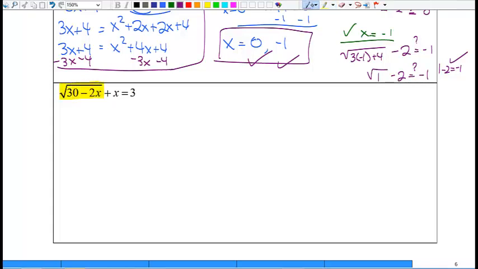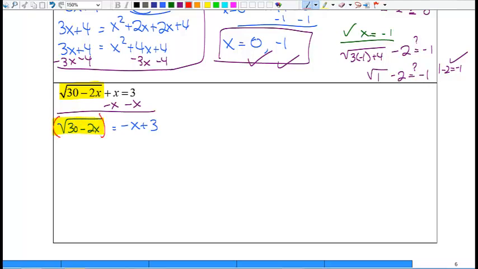So my radical is not yet by itself. I need to subtract x from both sides to get the square root of 30 minus 2x is equal to negative x plus 3. Or you could do 3 minus x. Either way makes you happy. That's fine by me. Step 1 is done because the radical is all by itself.